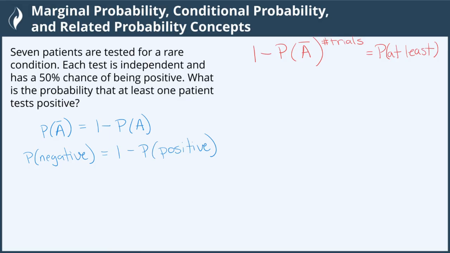We were told in the instructions that there is a 50% chance of being positive. So the probability of A bar, or the negative, will be 1 minus 50%, changed to a decimal is 0.5, and subtracting 1 minus 0.5 is 0.5. So this is the probability of A bar, or the negative.